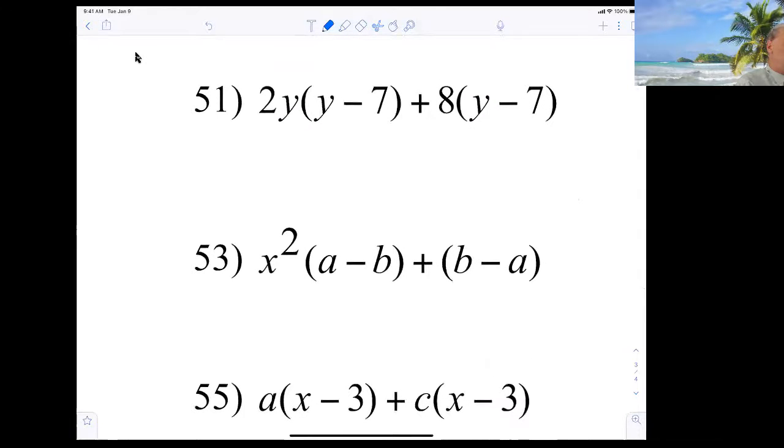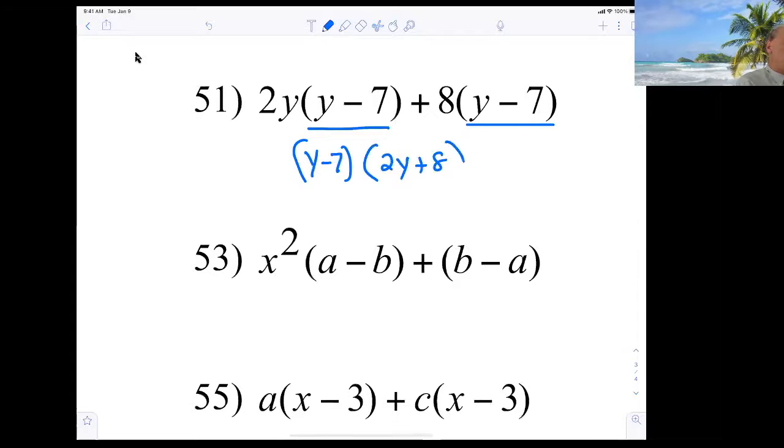All right, 51. What's common? The y minus 7 is common. And then what? 2y plus 8. And then I want everybody to write 2y plus 8. Then, for those of you who are really paying attention, 2y plus 8 has a common what? Has a common 2. So we're going to factor that out now. So that's y minus 7, and then what am I factoring out? A 2, which is y plus 4.